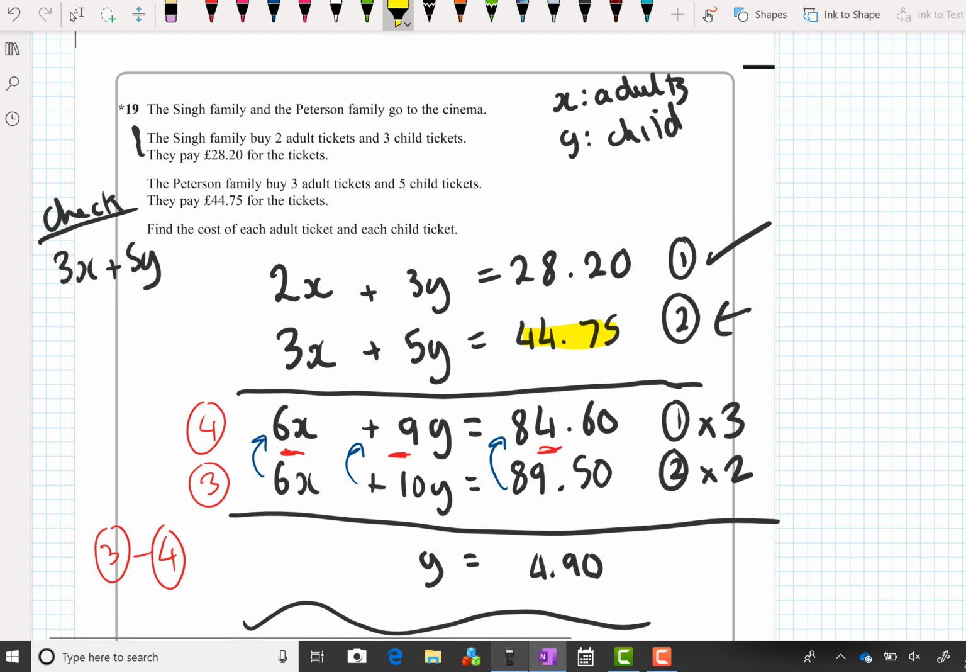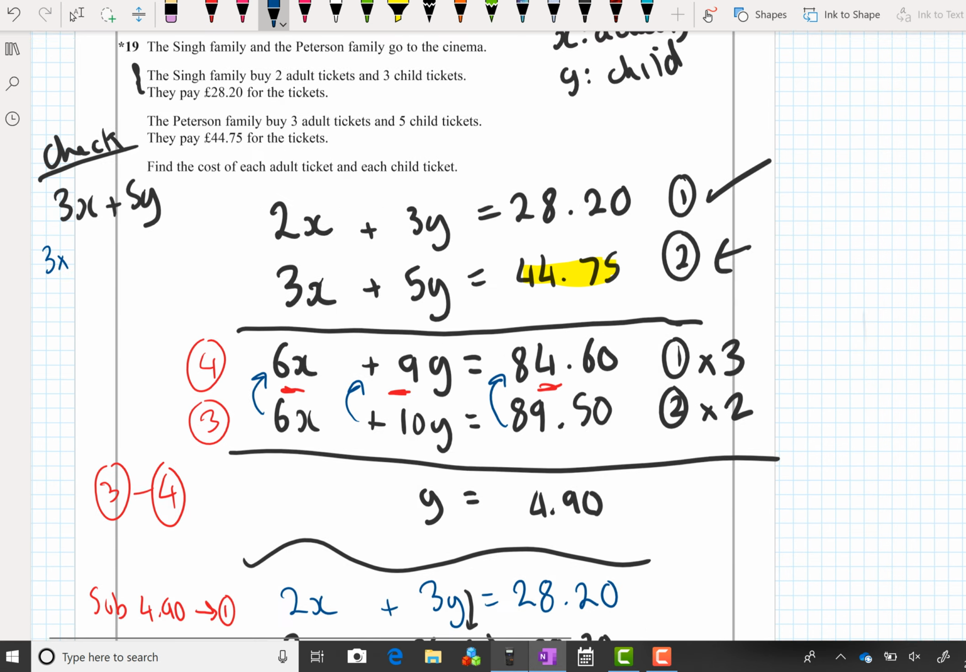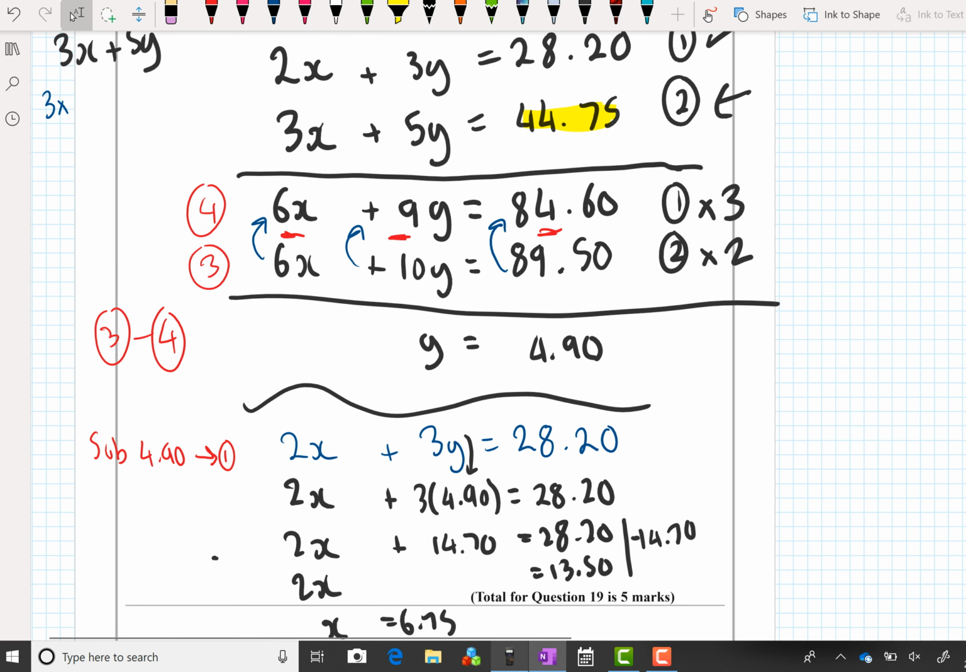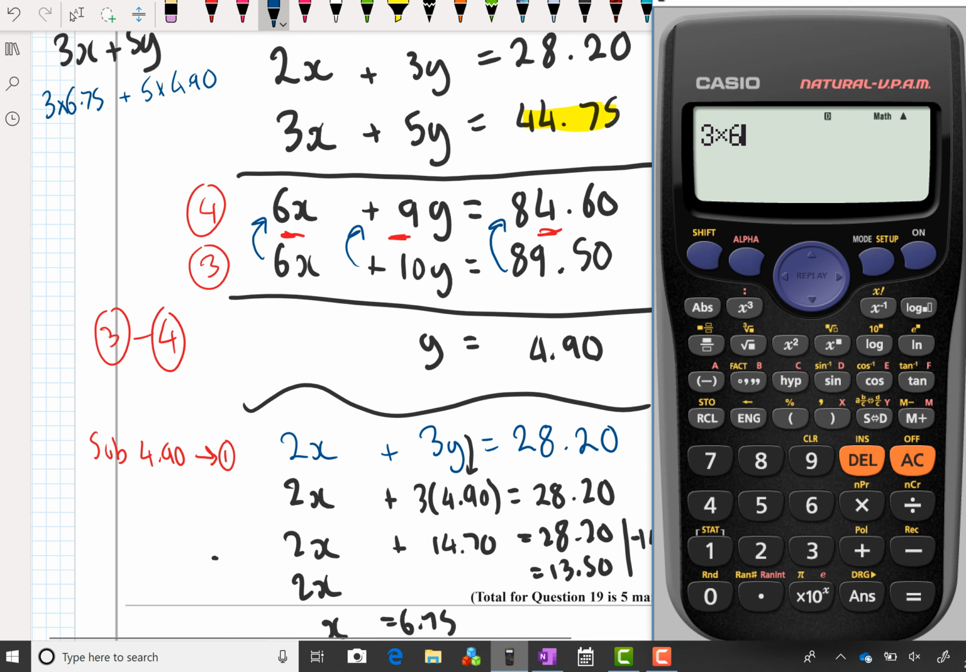So 3 times, oh god, it's blue again. Do I keep looking at that?